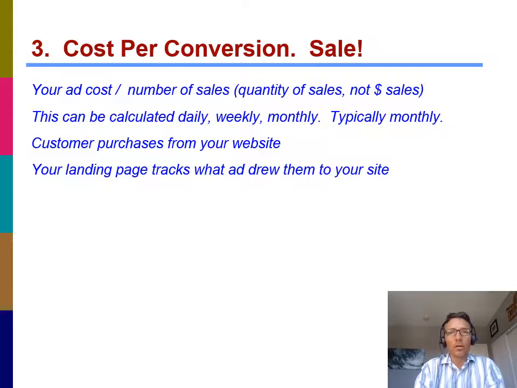So, again, what I was saying in previous slides is ideally a 3-to-1 ratio. So for every dollar of advertising you spend, you get $3 back in sales. But those are some of the baseline metrics. In summary, your pay per click, also known as cost per click, your cost per lead, and your cost per conversion.